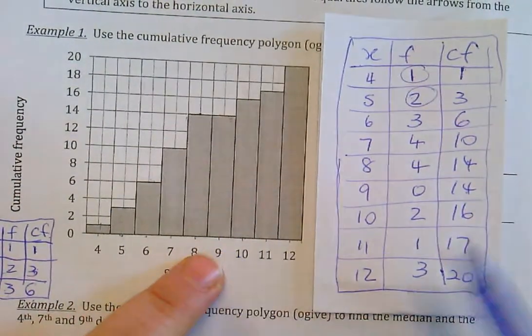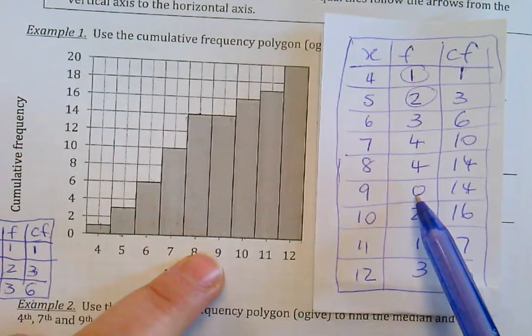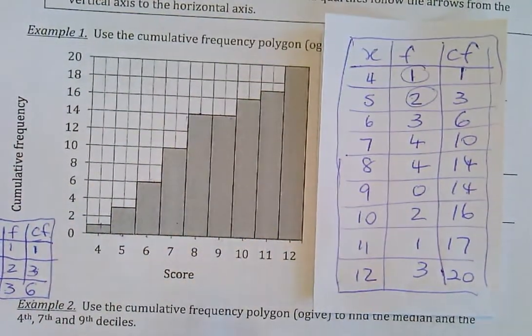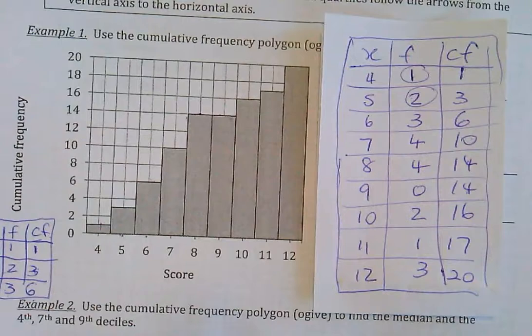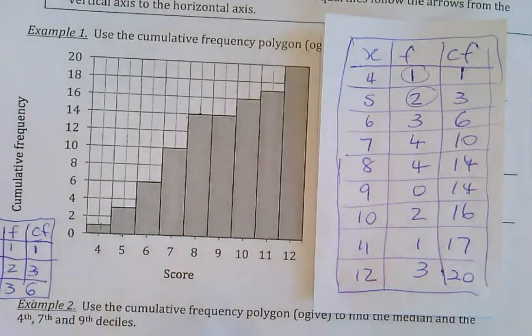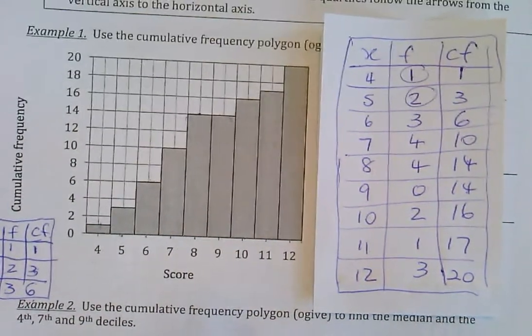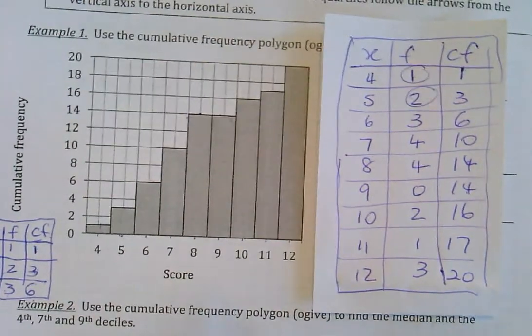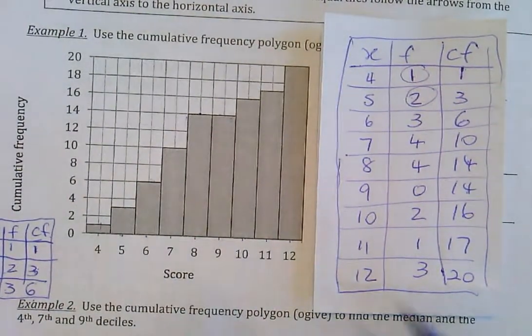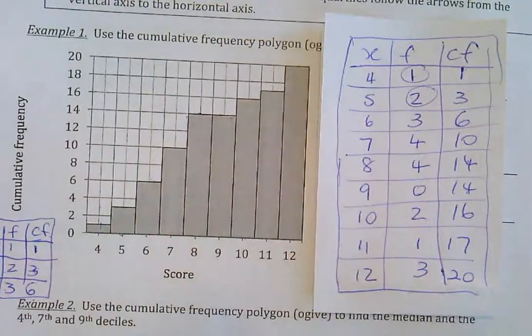So for the score 9, there was no frequency for it. That's why the cumulative frequency graph stayed the same. Now, the really good thing about cumulative frequency is I can work out where the middle of the scores is. Now, are we good? So that just shows you how many scores so far.